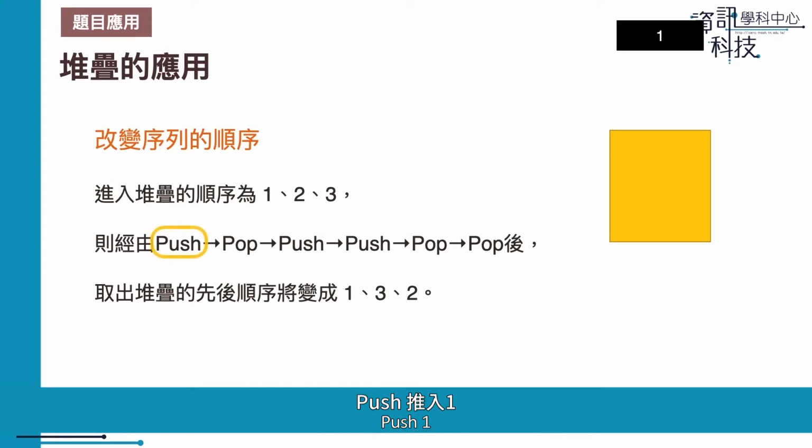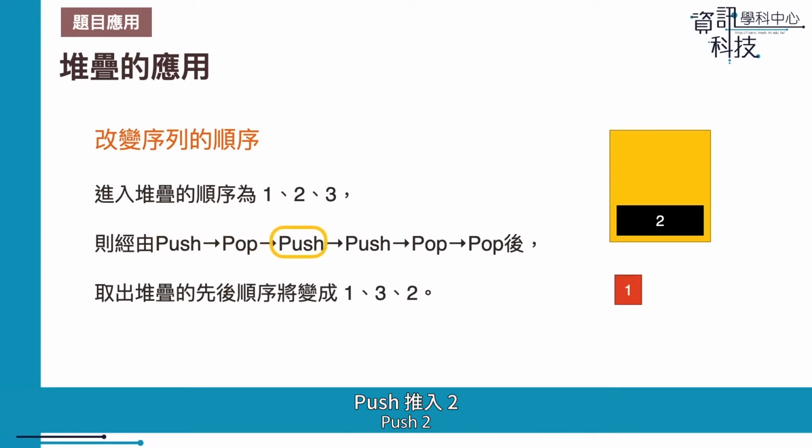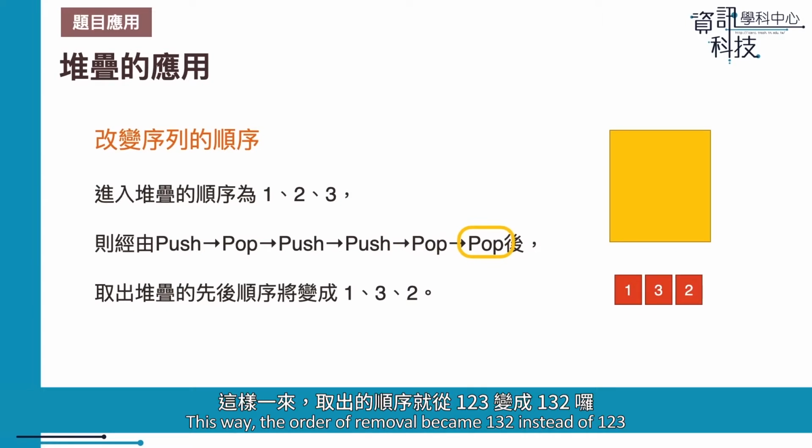Push 1. Pop 1, record 1 removed from the stack. Push 2, push 3, pop 3, record 3 removed from the stack. Pop 2, record 2 removed from the stack. This way, the order of removal became 1, 3, 2 instead of 1, 2, 3.